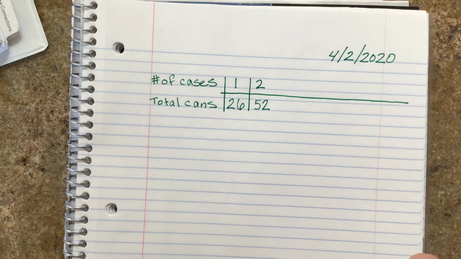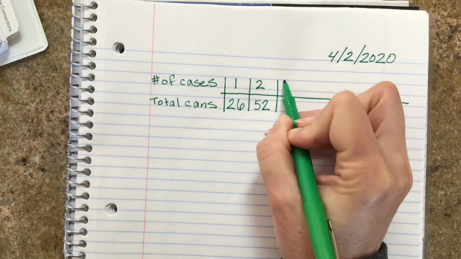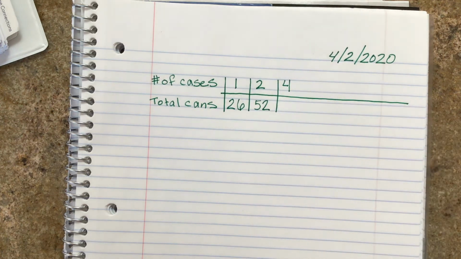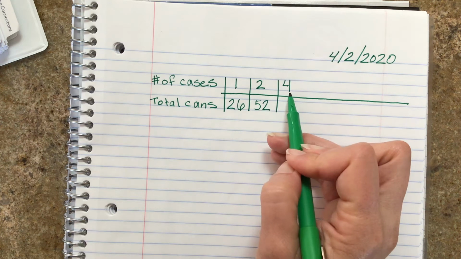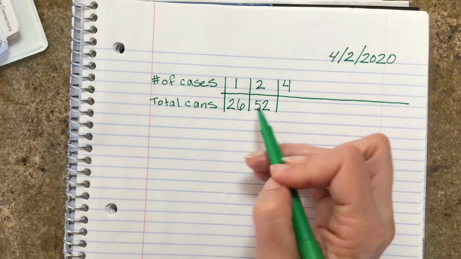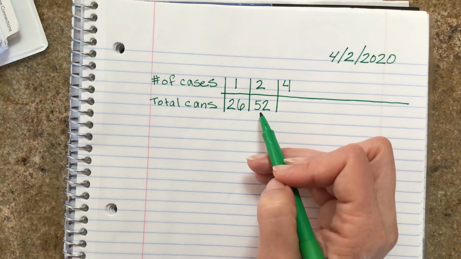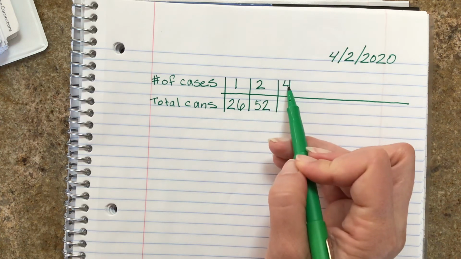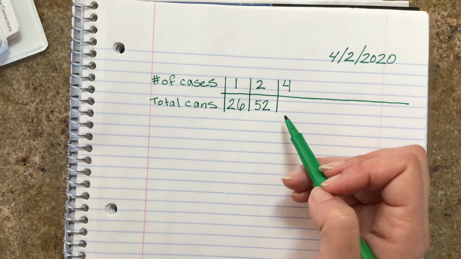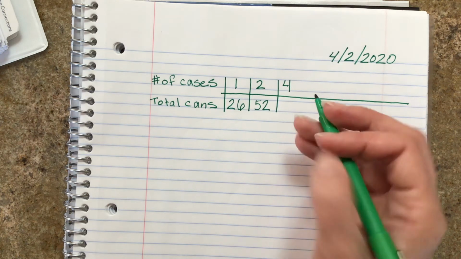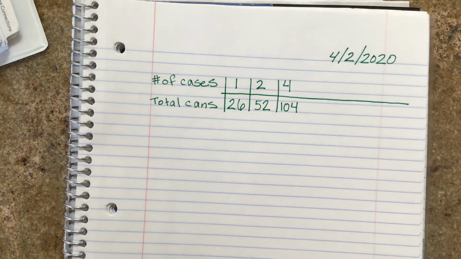And now we're going to ask how many are in 4 cases. If I bought 4 cases, when we do our 4s, we know that we can double. So we could double this 52 right here, because 2 times 2 is 4. So 52 times 2 is 104. So we are doubling along.